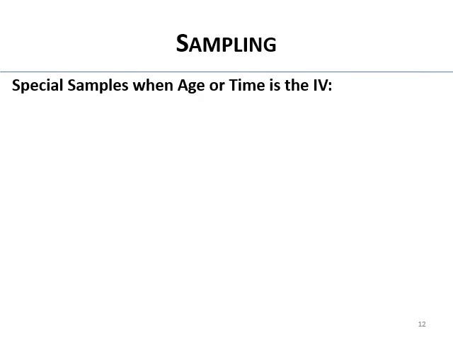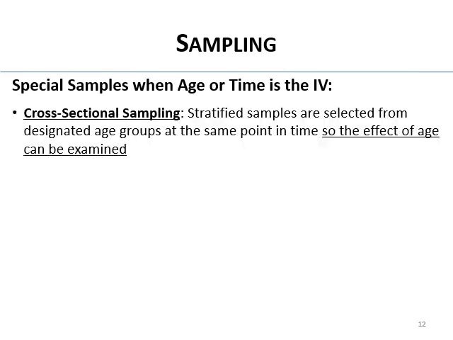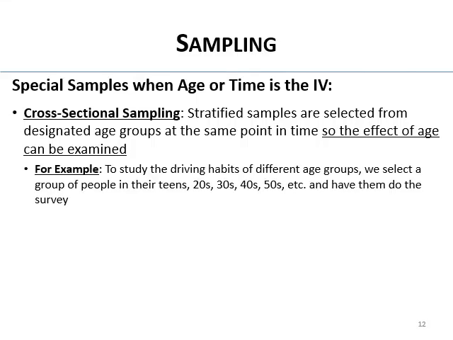There are also special samples when you've got age or time as the independent variable. Cross-sectional sampling, and you've no doubt heard of cross-sectional studies. This is when stratified samples are selected from designated age groups at the same point in time, so you can look at the effect of age. So let's say I wanted to study the habits of different age groups, and I select a group of people in their teens, a group in their 20s, 30s, 40s, 50s, and I have them do my survey. So it's one point in time where I'm comparing different people from different age groups. That's called a cross-sectional sample.